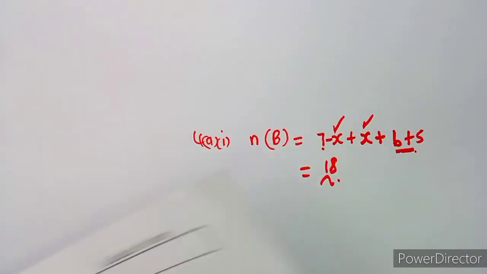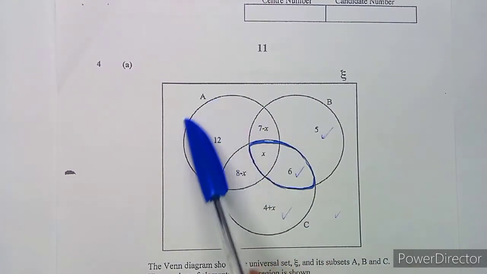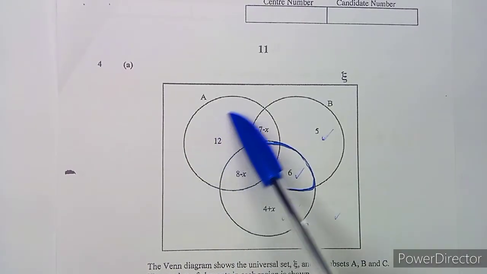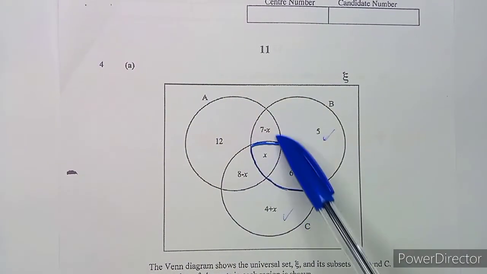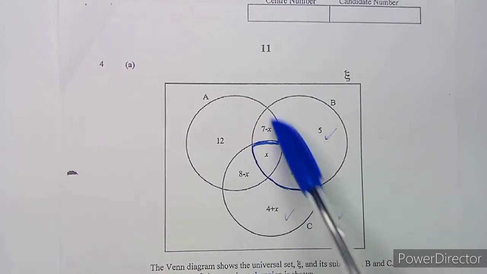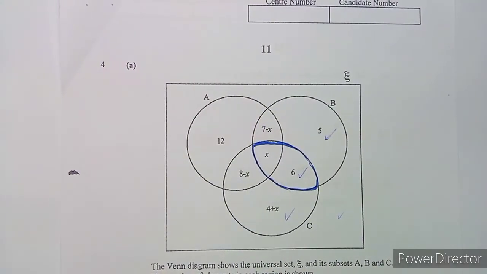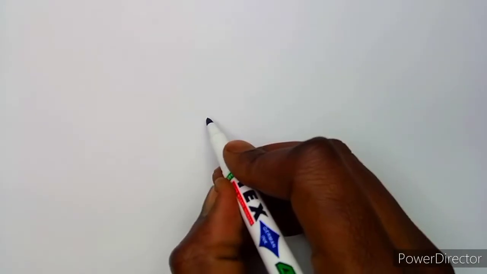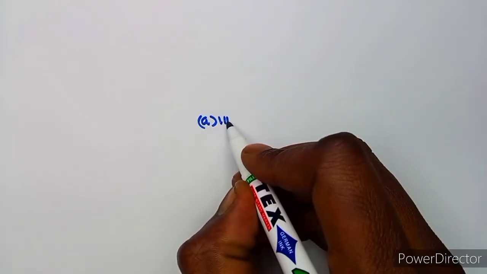Okay, the number of elements in this set A is 23. Then find x. So you simply have to add everything in this A, because that is what you're given. Everything in A, equate that to 23. This is A item 3.